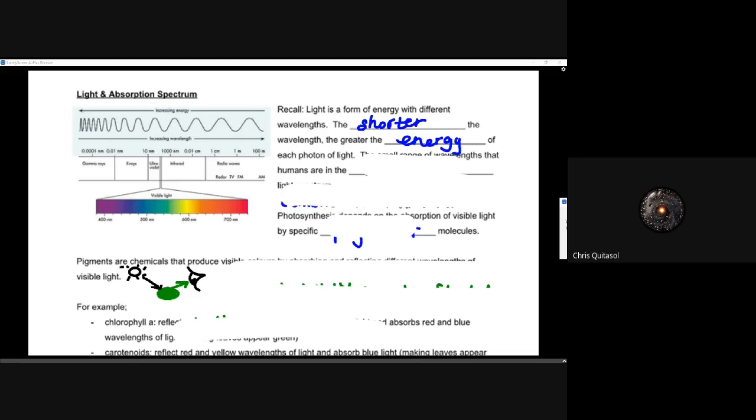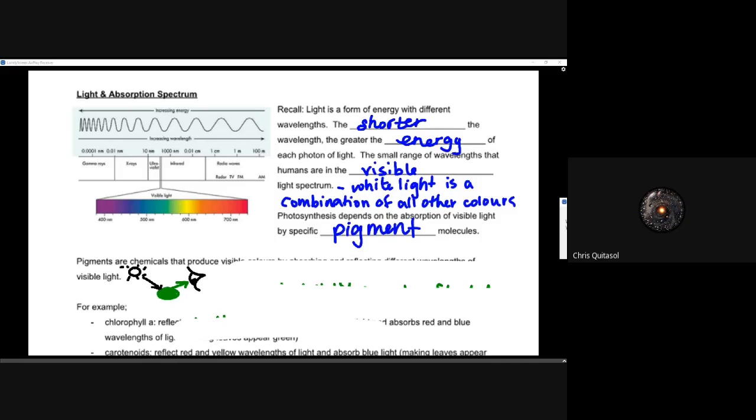Now, visible light only happens within that small sliver towards the middle of that electromagnetic spectrum. So when we think about the shorter wavelengths and the greater energy of each photon of light, and then when we look at that visible light, that small range of wavelengths that humans are able to see, white light is that combination of all those colors, okay? Recall that white light is a combination of all those colors.